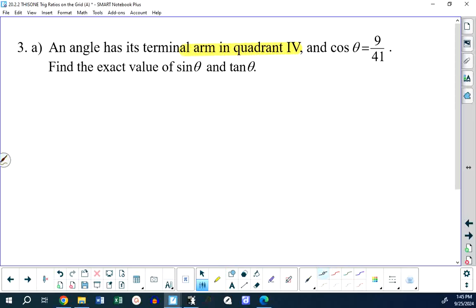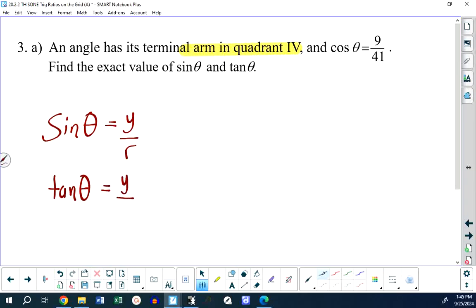Okay. Well, let's start at the end with what we want to find. We want to find sine of theta, and we want to find tan of theta. I hope it's clear that for sine of theta, we need to know y and r, and for tan of theta, we need to know y and x. Now, since cos of theta is x over r, we can associate this 9 with x and this 41 with r.